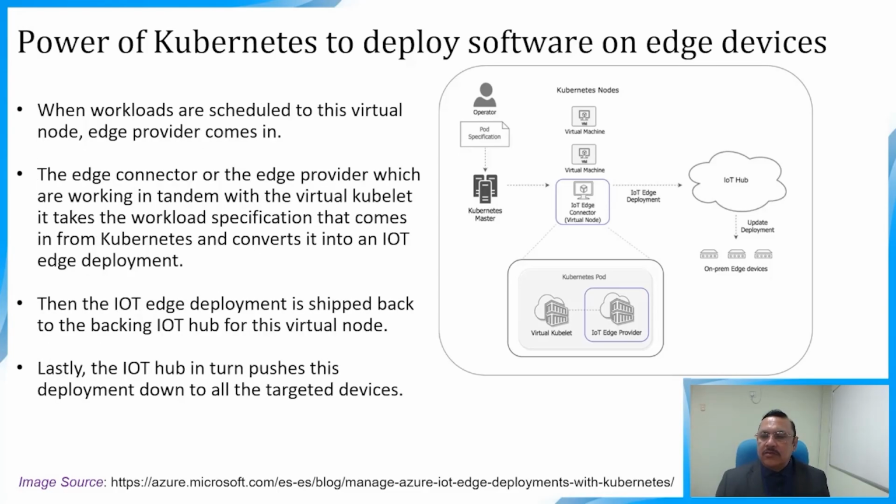So, when workloads are scheduled to this virtual node, the edge provider comes in as depicted. The edge connector and edge provider, which work in tandem with the virtual kubelet, take the workload specification that comes from Kubernetes and convert it into an IoT edge deployment. Then the IoT edge deployment is shipped back to the backing IoT hub for its virtual node. Lastly, the IoT hub in turn pushes this deployment down to all the targeted devices.